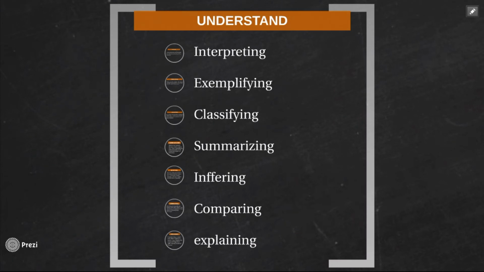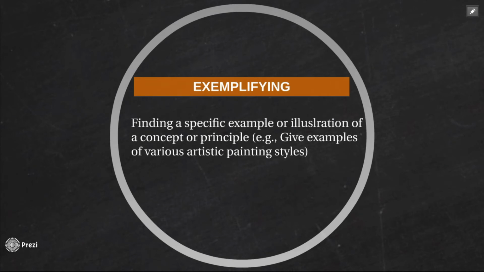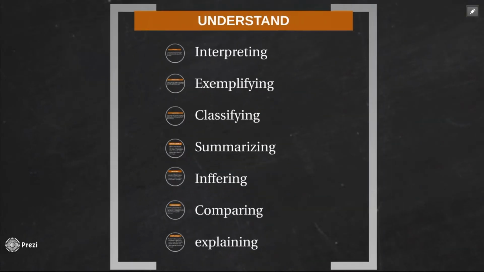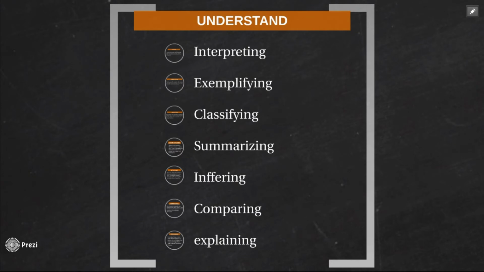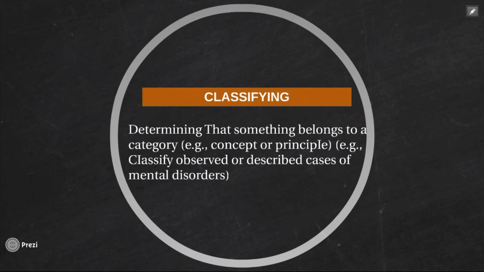And the second is exemplifying. Exemplifying means finding a specific example or illustration of a concept or principle, such as give examples of various artistic painting styles. And next is classifying. It means determining that something belongs to a category, such as classify observed or described cases of mental disorders.